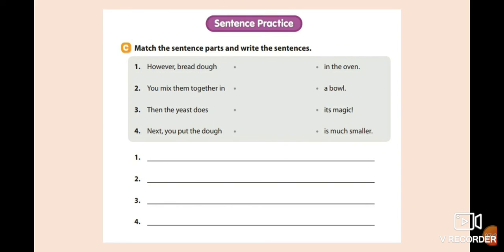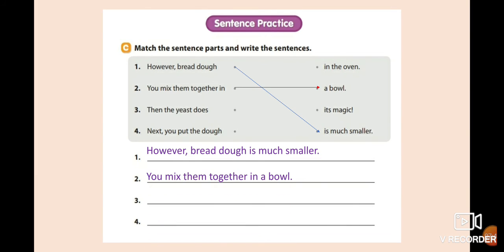Page 28. First we match and then we write the sentence. However, bread dough is much smaller. So we match and then we write in the sentence of line number 1. Number 2, you mix them together in a bowl. So you write this one in line number 2. Number 3, then the yeast does its magic. Exactly, so we write in that part. And number 4, next, you put the dough in the oven. And we write in this one.